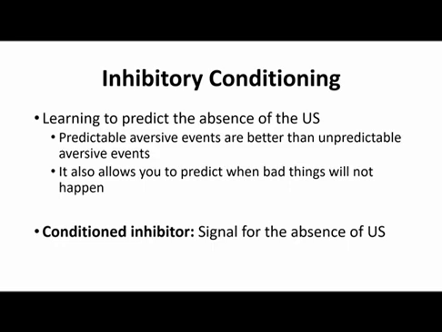And learning to predict this interaction, learning to predict when that US will not be present, allows you to predict when bad things will not happen. So it gives you windows in which you can relax. So for example, if a child is being bullied every time the teacher leaves the room, then the teacher is going to act as a conditioned inhibitor for us. So when the teacher is present, they indicate that nothing bad will happen in their presence.